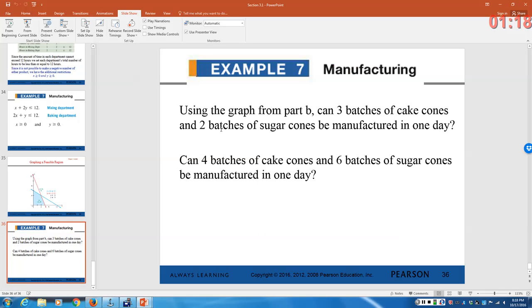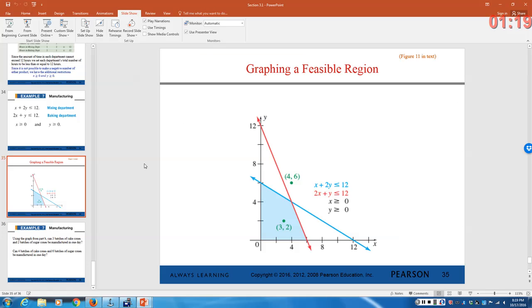So on the next slide, it says, using the graph from part B, can 3 batches of cake cones and 2 batches of sugar cones be manufactured in one day? That means, is the point 3, 2 in the feasible region? Where is the point 3, 2? It's in the feasible region, so that is possible.